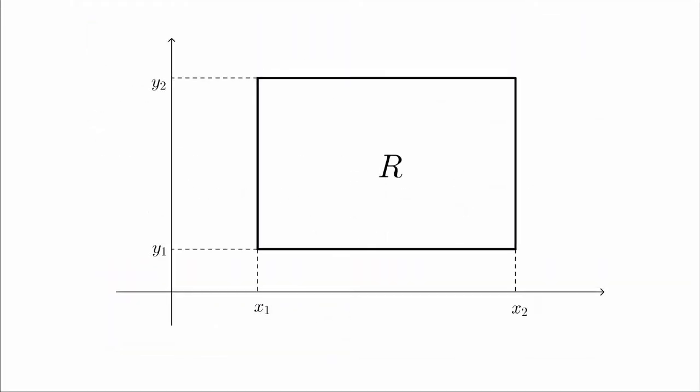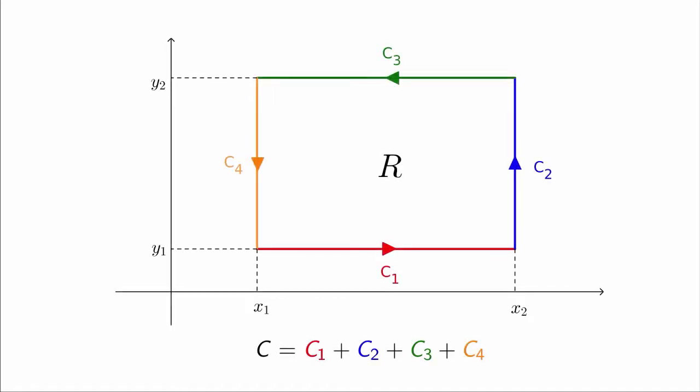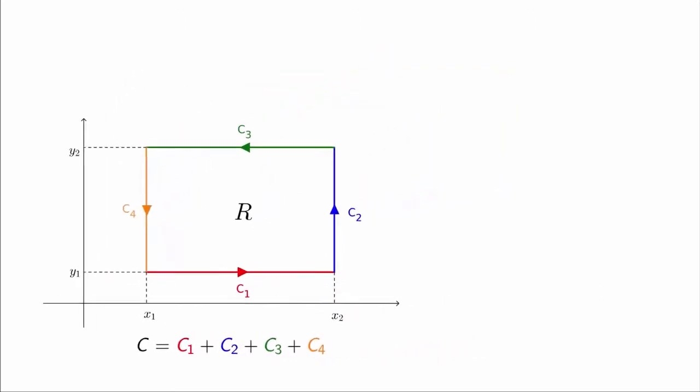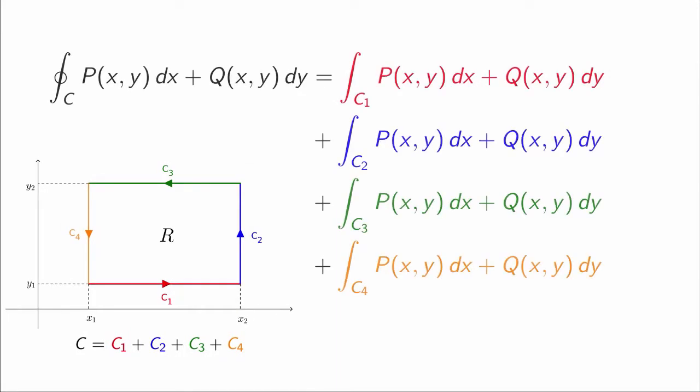To see why Green's theorem works, let's first show that it works on a rectangle with x values ranging from x1 to x2 and y values ranging from y1 to y2. Orienting this curve counterclockwise, we can break it into 4 separate line segments C1, C2, C3, and C4. Then the line integral around the entire boundary of the rectangle can be written as the sum of separate line integrals over each of these segments.